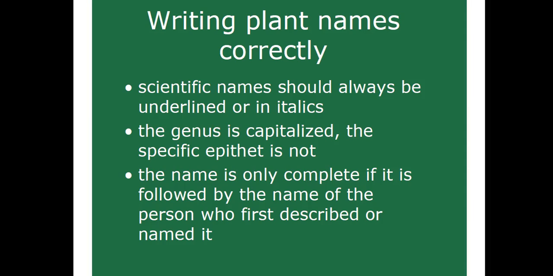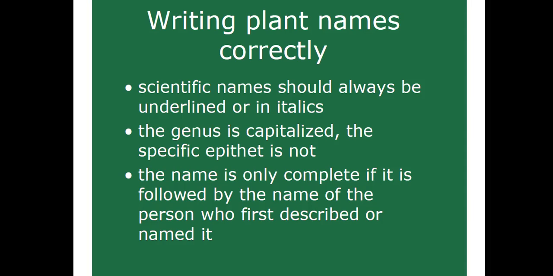I'm sure most of you have figured this out by now, but just to review, and after looking at the test, I think a few of you might not have it perfect, but we have to be able to write the plant names correctly. The scientific names should always be underlined or italicized. Underlined if you're handwriting them, italicized if you're using a computer. The genus is capitalized, the species is not.